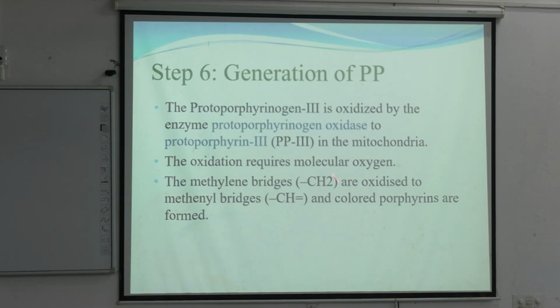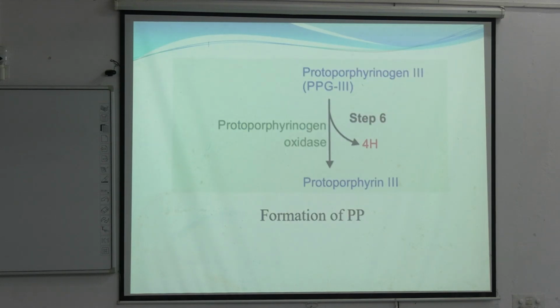So here in this step also the oxidation requires molecular oxygen, and the enzyme is protoporphyrinogen oxidase. This is step 6. So protoporphyrinogen is getting converted to protoporphyrin. Clear? This is the first porphyrin we are getting in our body, protoporphyrin.